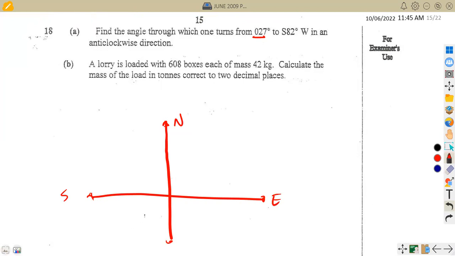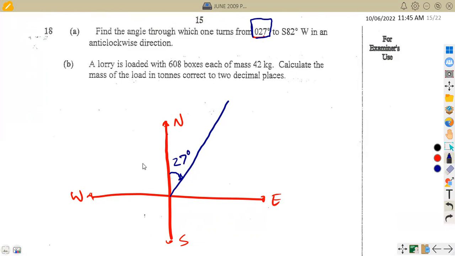You see what is happening? South here, and this is west. All right, so the first one that we are given is a 3-figure bearing. I told you, whenever you see a 3-figure bearing, it was taken from the north in a clockwise direction. So this 27 degrees that we see was from the north in a clockwise direction, which means it's in between north and east. Let's just say somewhere here. That's where we have got our 27 degrees.